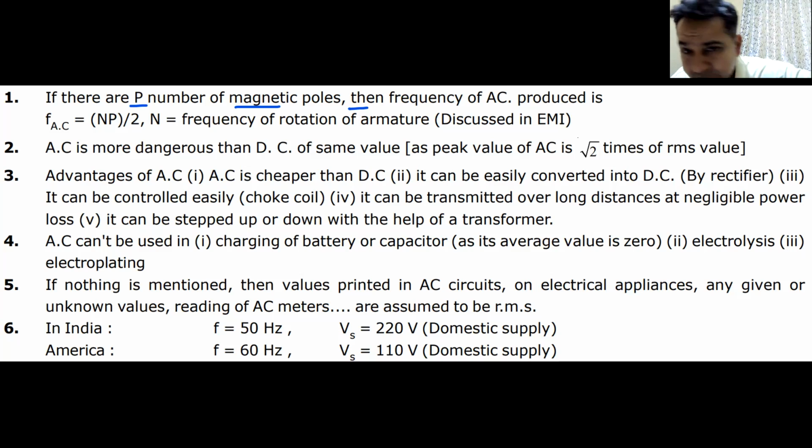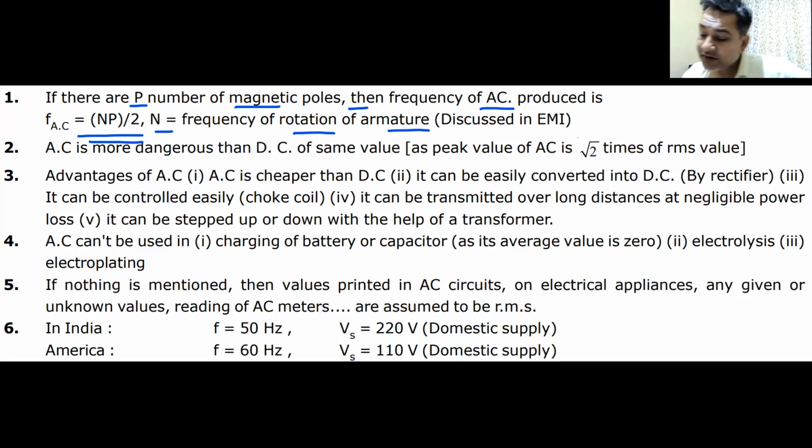Yes or no? Yes, sir. Now this magnetic field may not be a simple magnet, north and south. It may have many poles. Do we understand this? If there are p number of poles, then what is the frequency of AC produced? A question has come previously, so remember this. Frequency of the AC produced will be Np by 2, where N is the frequency of rotation of the coil, the armature. The coil is known as the armature. Remember this formula.